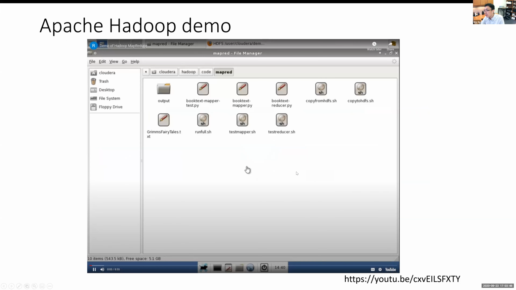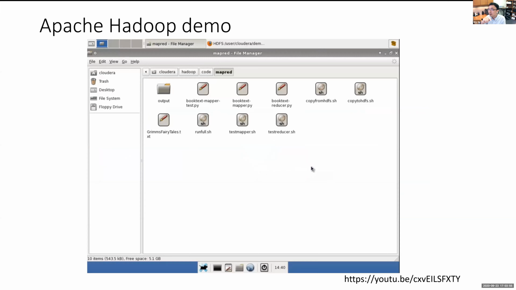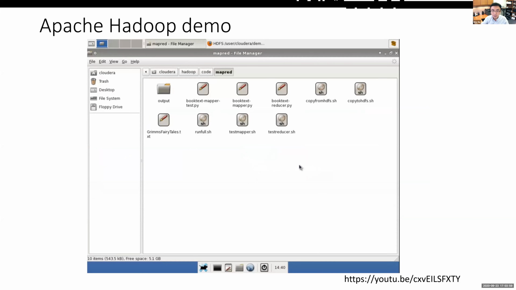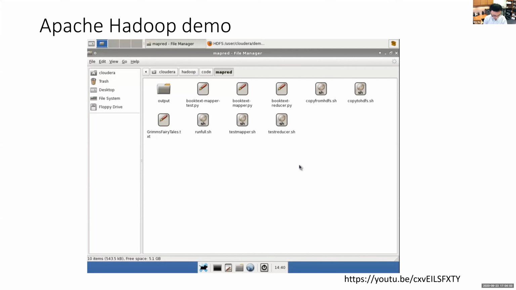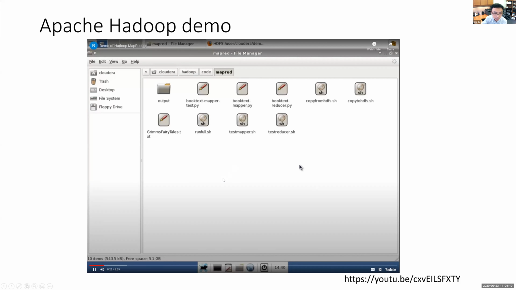Let's take a look at how MapReduce actually works by running a MapReduce program and looking at the output. As you remember from previous lessons, with MapReduce you create two programs. One is a mapper, the other is a reducer, and you give those programs to Hadoop, which then will distribute them among all the nodes and run the mappers against all the files.